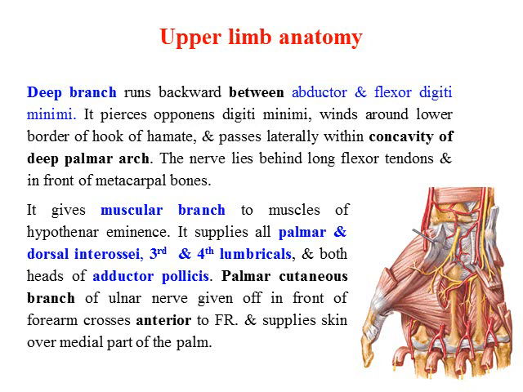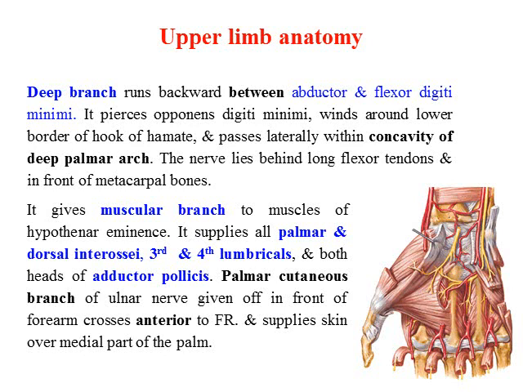The deep branch of the ulnar nerve passes backward deeply between the abductor digiti minimi and flexor digiti minimi, and it pierces the opponens digiti minimi to reach the hook of the hamate and turns around the lower border of the hamate hook and crosses laterally within the concavity of the deep palmar arch. Now, the deep branch of the ulnar nerve is situated within the concavity of the deep palmar arch, behind the long flexor tendons of the fingers, in front of the metacarpal bones.